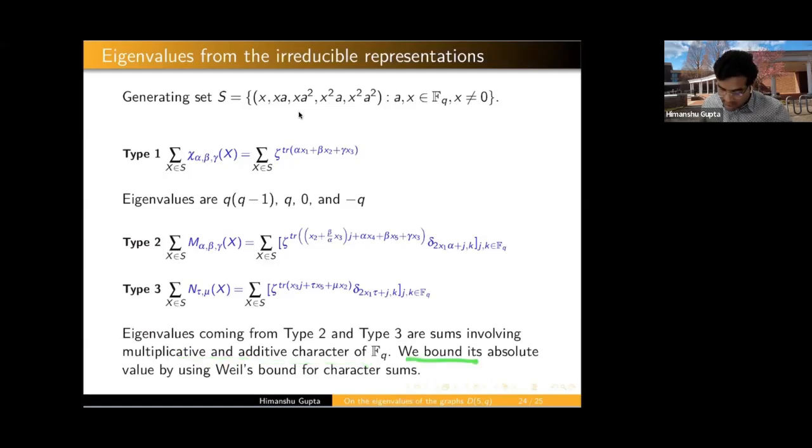But luckily, the famous bound known as Weil's bound gives us a way to bound the absolute values of those expressions. By using Weil's bound, we can show that there are at most 3q. Due to the time constraint, I cannot go into the details. So that's how this follows.